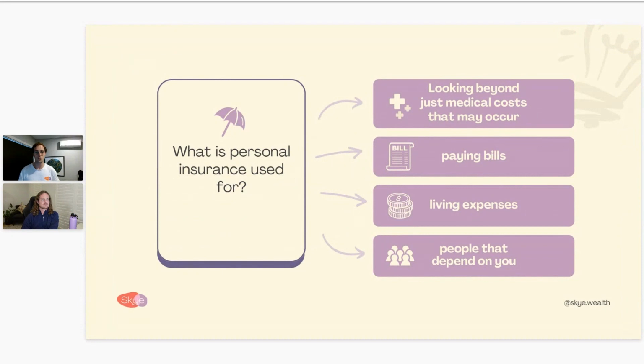So what do we use the personal insurance for? It's looking beyond just your medical costs, making sure that if there are certain things that your family firstly relies on, or other dependents rely on, we're covering that. So if you're looking at your income, if you're unable to work, your income is looking at covering your bills, your living expenses, and all your family.